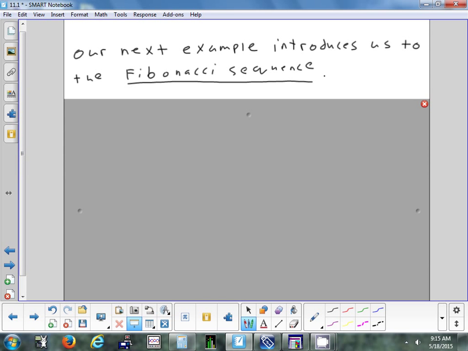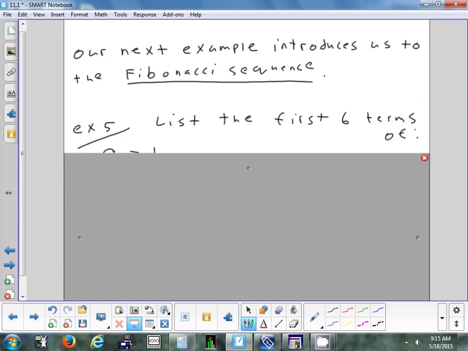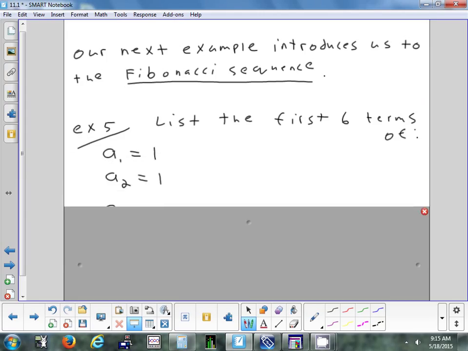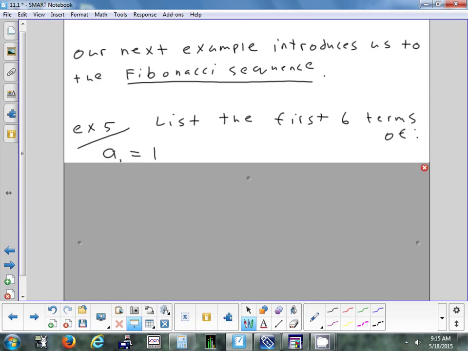All right, so our next pattern we're going to look at, some people have probably heard it before, the Fibonacci sequence. Anyone ever heard of that one? Okay, so the Fibonacci sequence is a famous sequence. It's defined recursively. You can also define it explicitly, but that gets a little beyond what we do in pre-cal. It's actually a little challenging to do it that way.